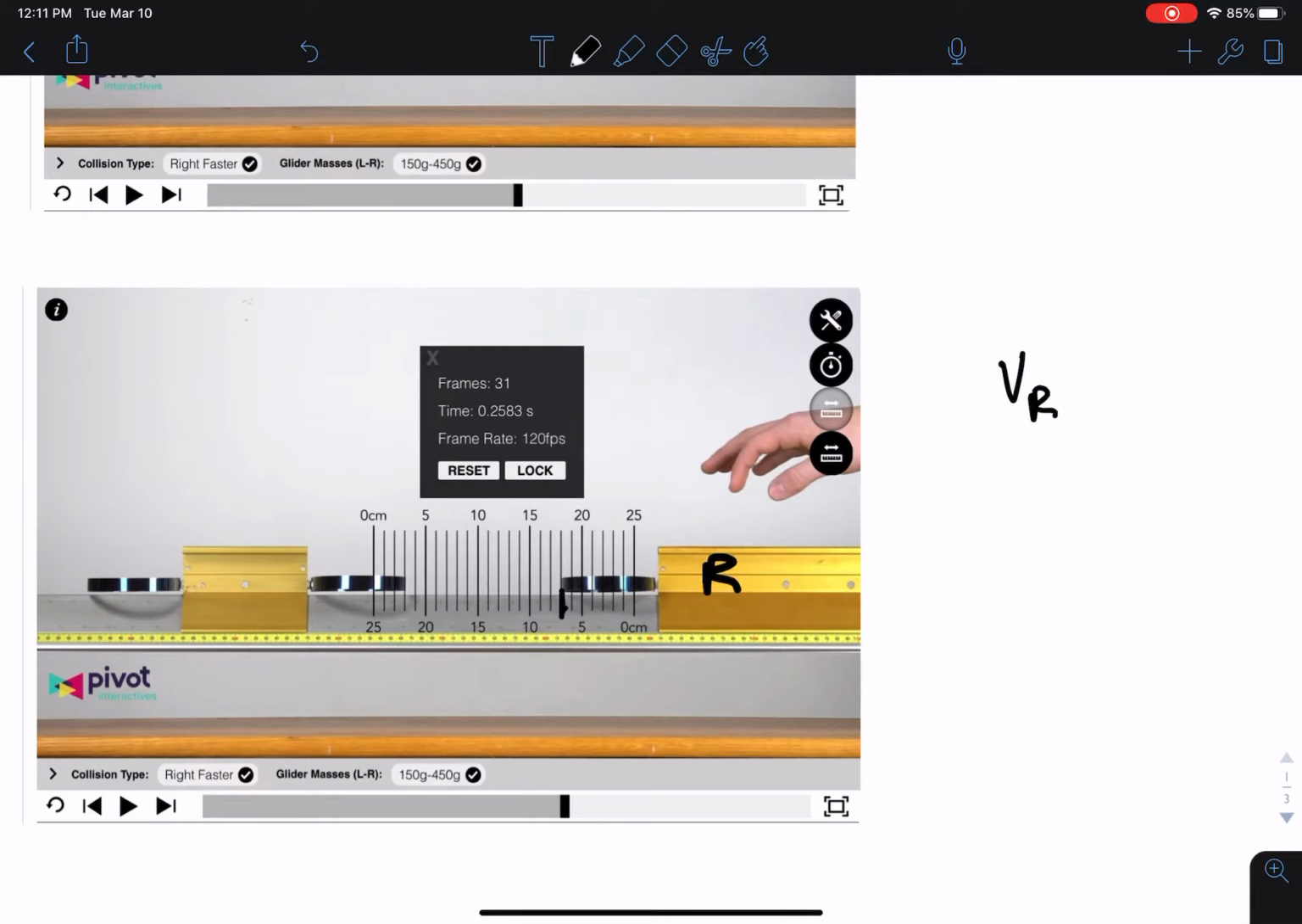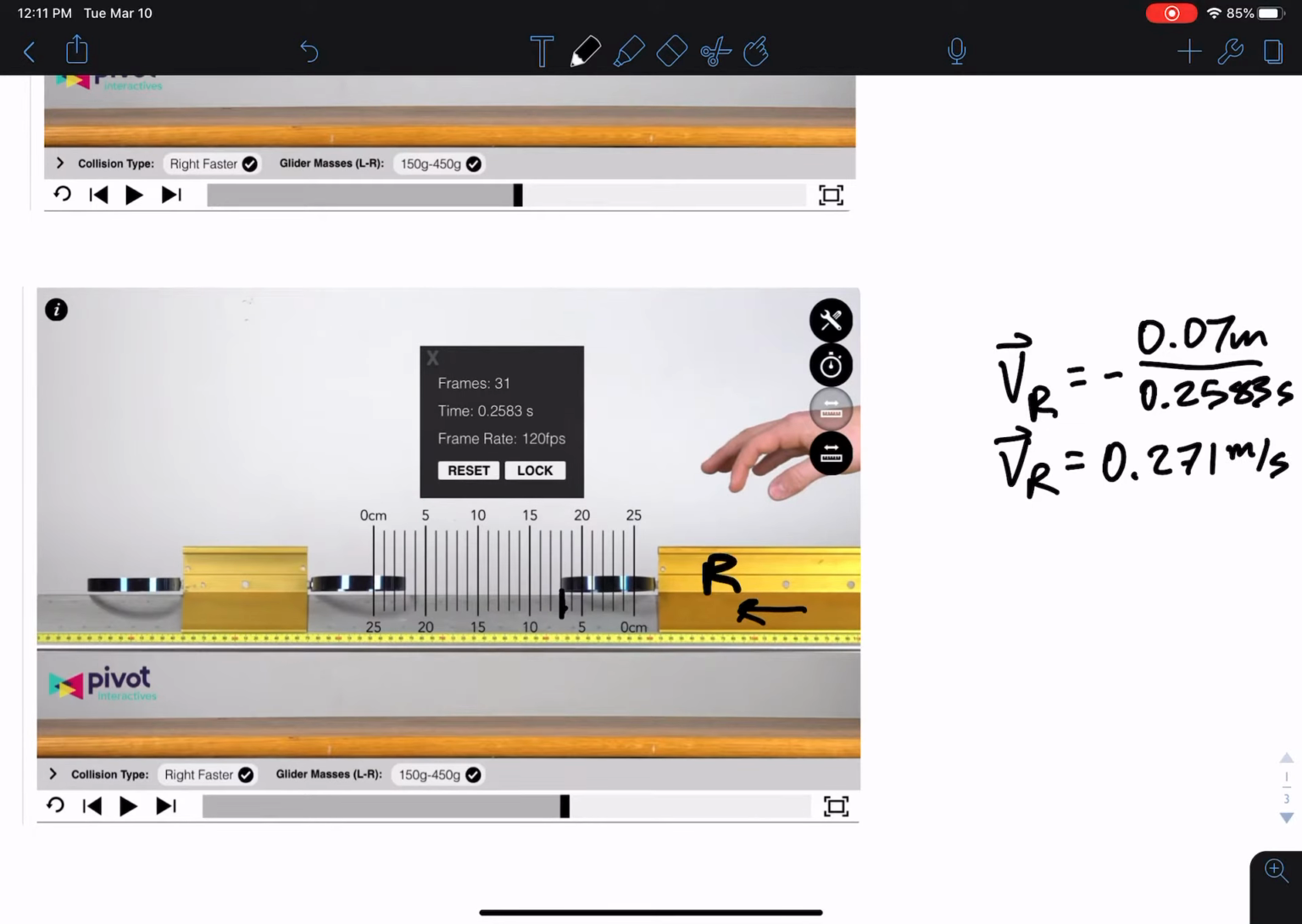So the velocity of my right cart, because it is going to the left, I'm going to make negative. It's negative that distance, so 7 centimeters, 0.07 meters, over my time, 0.2583 seconds. If I crunch that number, I get a velocity of my right cart of negative 0.271 meters per second. Again, it's negative because that velocity is to our left.